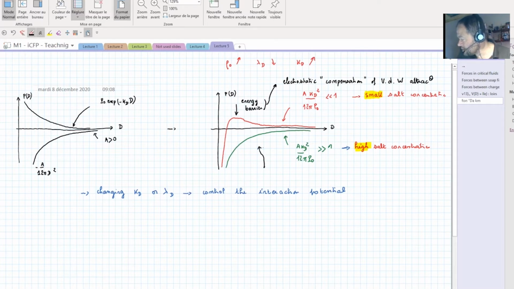And here, what we will have done is we have screened the electrostatic interaction. And since we have screened the electrostatic interactions, well, the particles will attract together, and we will have an aggregation of the system. Okay with that?